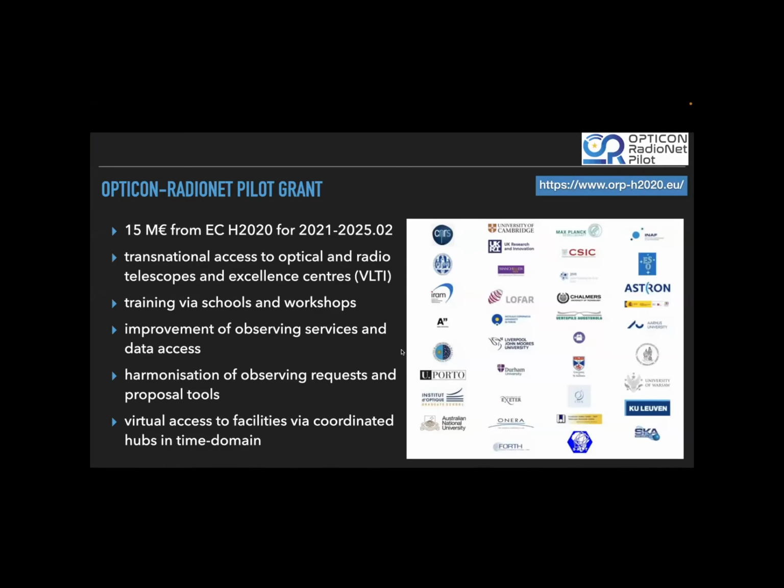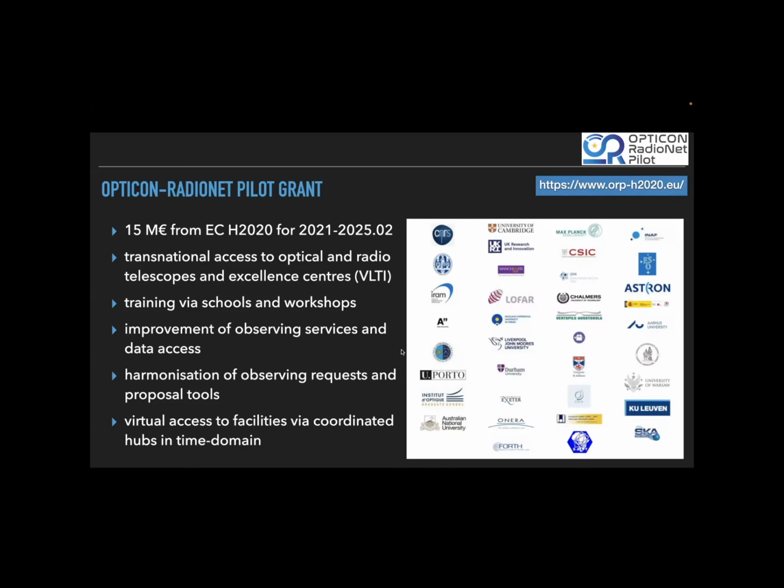And the funding we have, we're part of a larger European infrastructure. Now it's called the Opticon RadioNet Pilot Grant, which is running from 2021 until early 2025. This is a 15 million euro grant from Horizon 2020. The general idea of the grant, as you see, is that it has a lot of partners and collaborators. We provide access to infrastructures which are otherwise difficult to get to, especially for European, but not only European astronomers.